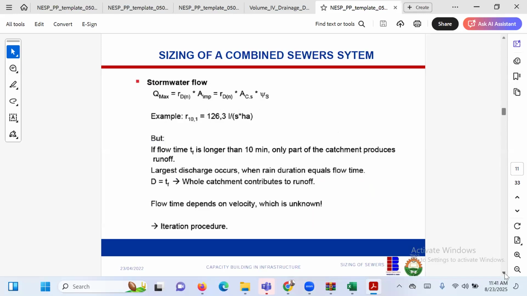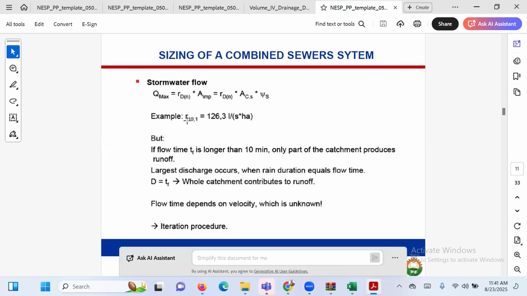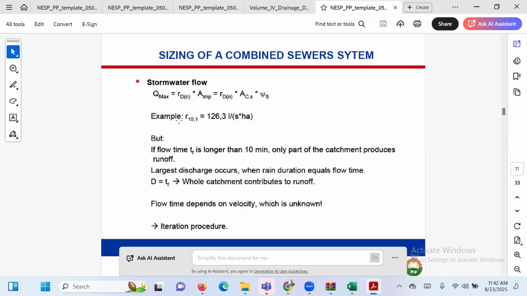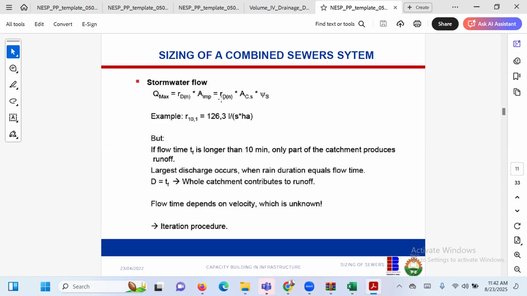Okay, let's continue, gentlemen. Sorry for that distraction. So let me emphasize this again. Total runoff is the rainfall intensity, which you read off from your IDF, multiplied by the impervious area. And the way to get your area of impervious is by multiplying your catchment area by the coefficient of runoff.